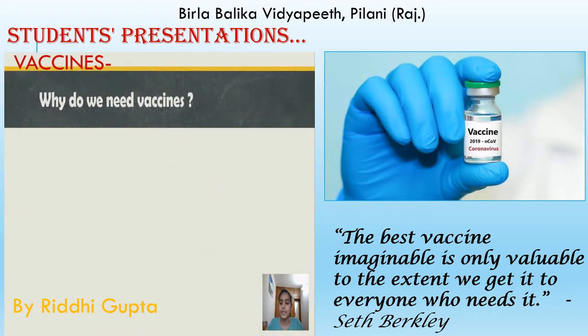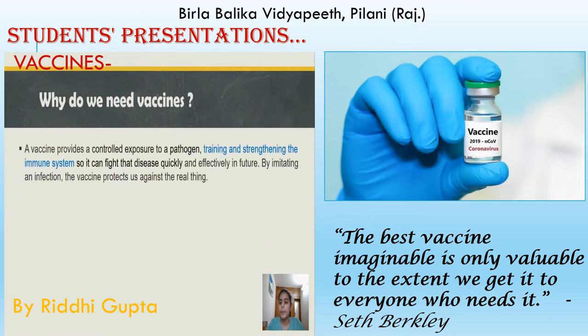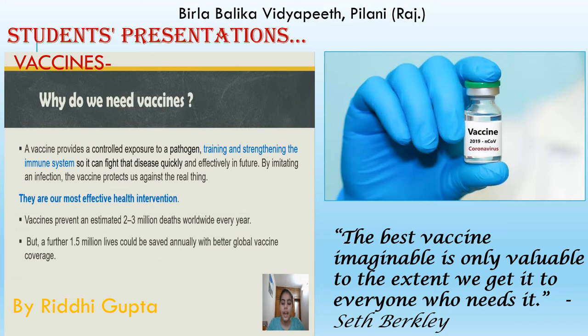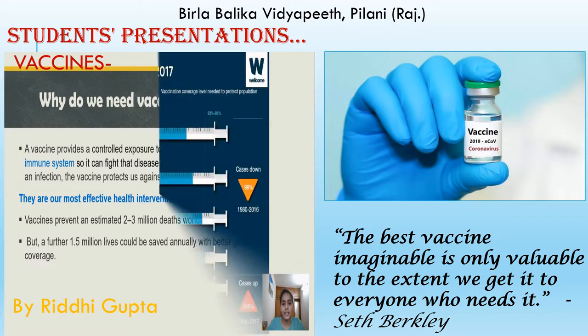Why do we need vaccines? We are protected from infectious disease by our immune system, which destroys disease-causing germs, which are known as pathogens. When they invade the body, if our immune system isn't quick or strong enough to prevent pathogens from taking hold, then we get ill. Vaccines prevent an estimated 2 to 3 million deaths worldwide every year. But a further 1.5 million lives could be saved annually with better global vaccine coverage.